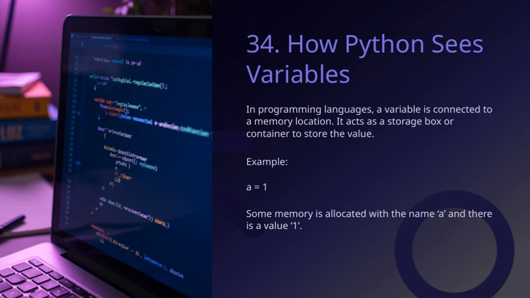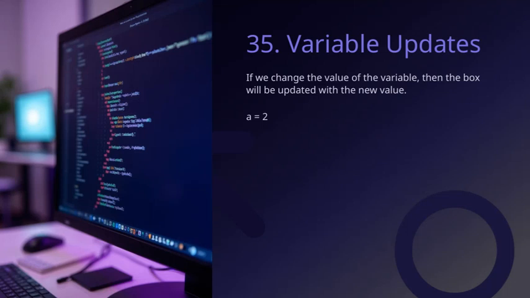Each variable is linked to a specific memory location, which makes our code more flexible and easier to work with. Remember, understanding this connection between variable names and memory is fundamental to grasping how Python handles data internally. Now, let's look at this simple example where a equals 2.